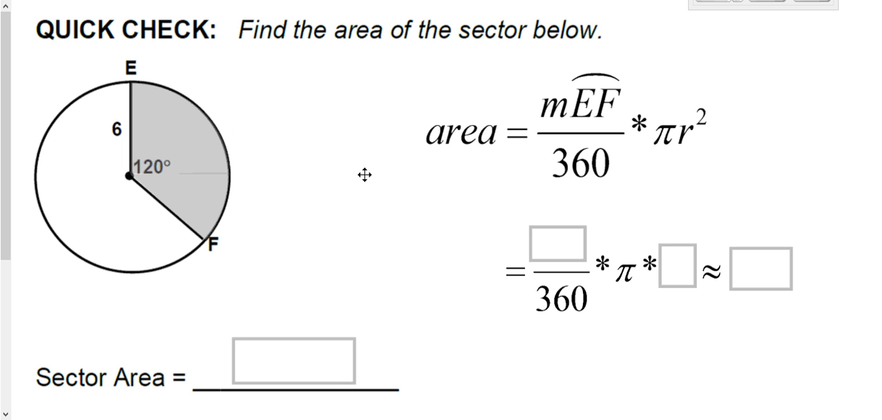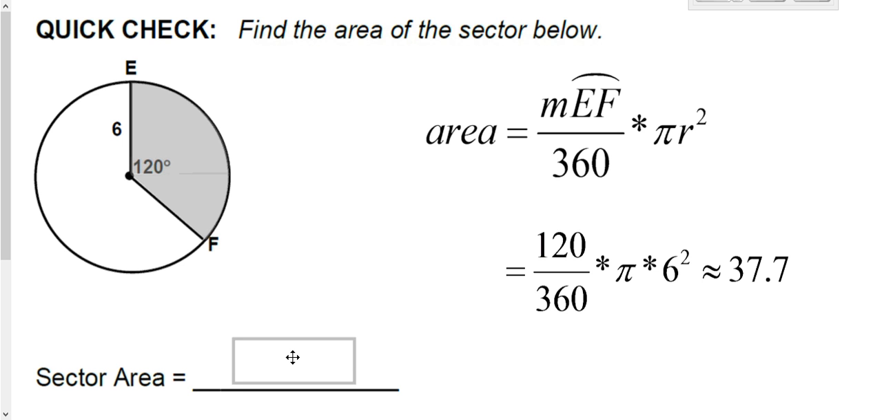Here, go ahead and try the quick check. Pause this video, try it, and see if we come out with the same answer. Alright, let's check it. We got 120 degrees with this central angle, so this arc is 120 degrees. We'll find the area, so we take the measure of the arc divided by 360 times the area, pi times the radius squared. The radius was 6 squared. Put that into our calculator and round to the nearest tenth. I have 37.7.